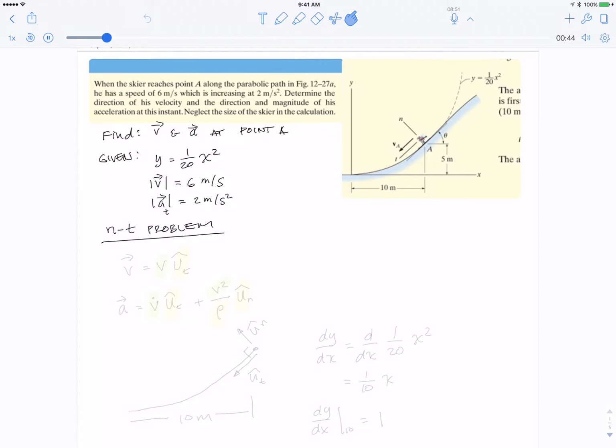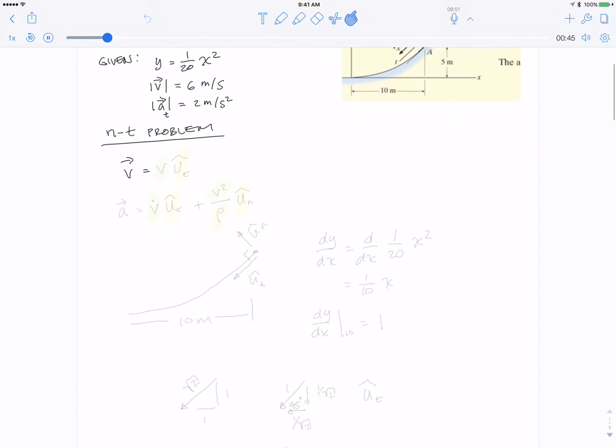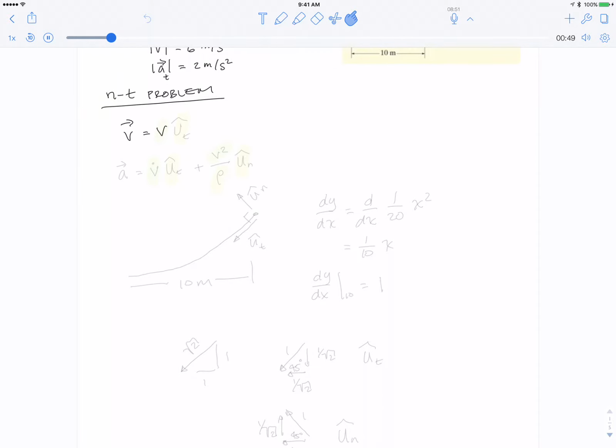And so right away, we know that in NT coordinates, the velocity is v times the unit vector in the tangent direction. The acceleration is v dot in the tangential direction, and it also has an acceleration of v squared over rho in the normal direction. So I'm going to highlight in yellow the things that we don't know. So we don't know the direction of the unit vectors, and we don't know this radius.